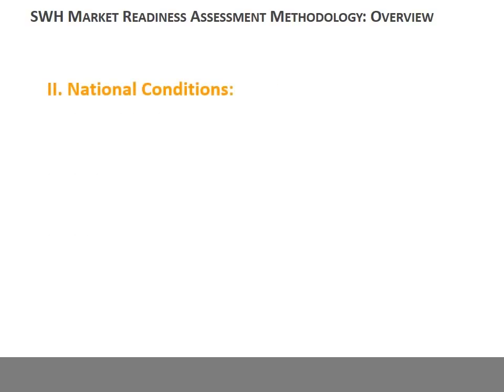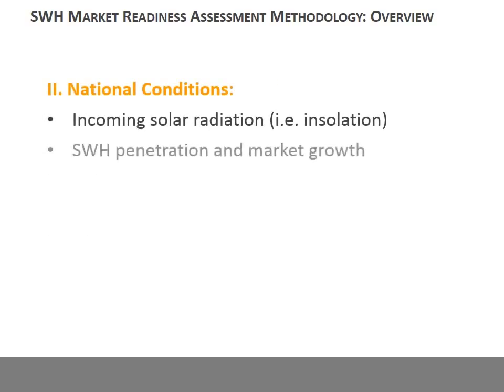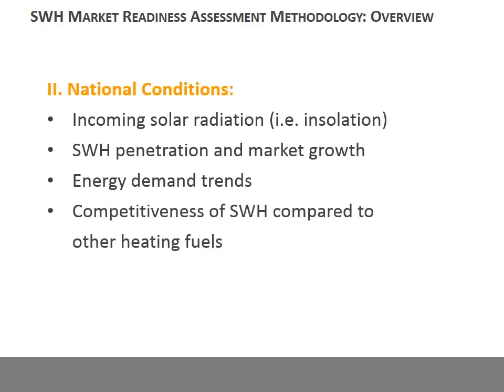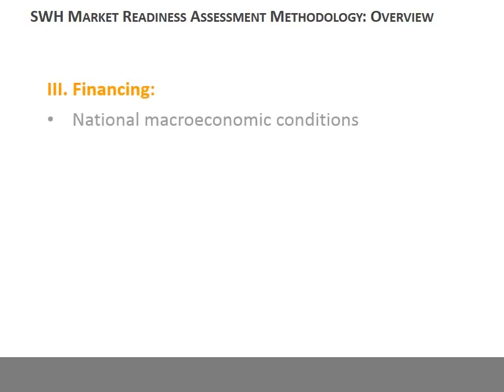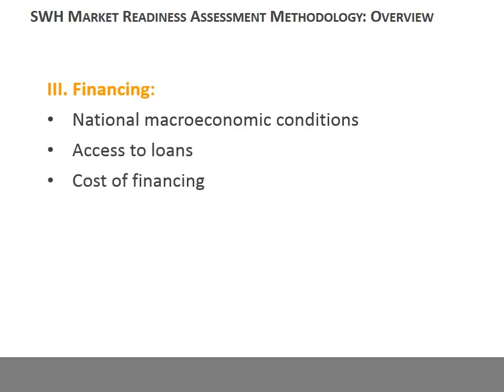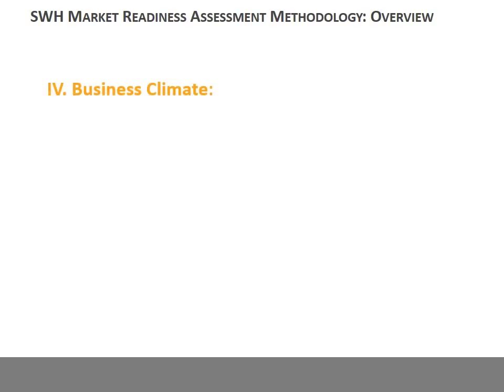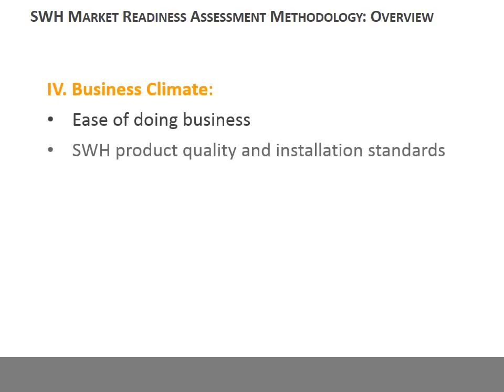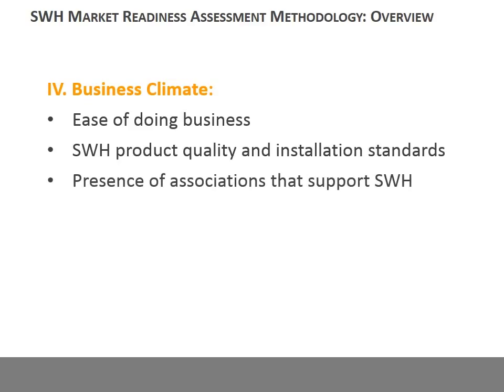National conditions include the incoming solar radiation, i.e. insolation, solar water heating penetration and market growth, energy demand trends, and the competitiveness of solar water heating compared to other traditional heating fuels. Financing takes into account national macroeconomic conditions as well as data on access to loans and the cost of financing. The business climate is assessed by examining the ease of doing business, the existence of solar water heating product quality and installation standards and certification, and the presence of associations that support solar water heating industry development.